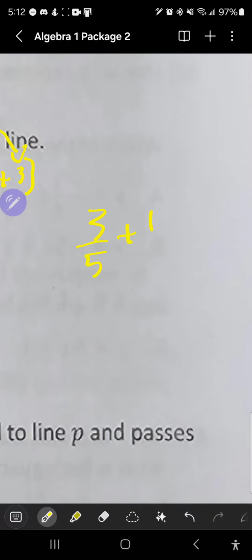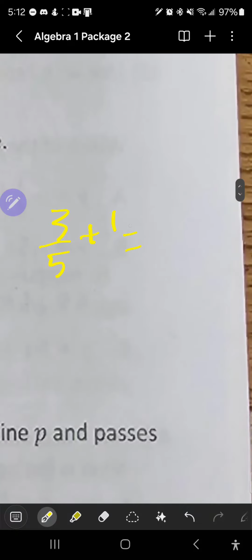3 over 5 plus 1. Since we are adding, I want to search for the same denominator. Since this is 1 and 5, our denominator is going to be 5, since we are looking for the common denominator, which is the number that you can divide both denominators by. But basically, anytime you have 1 as the denominator for one part of the addition or subtraction, you just use the denominator of the other, which in this case is 5.